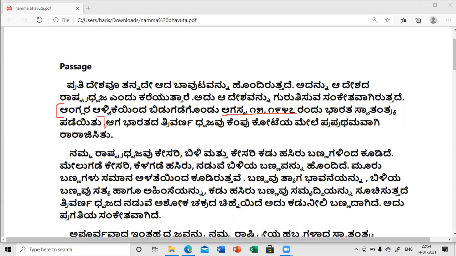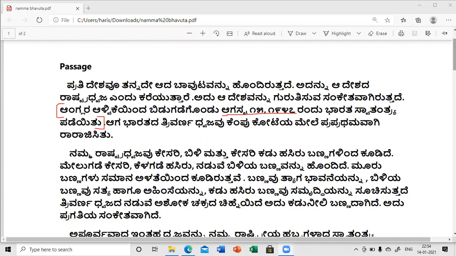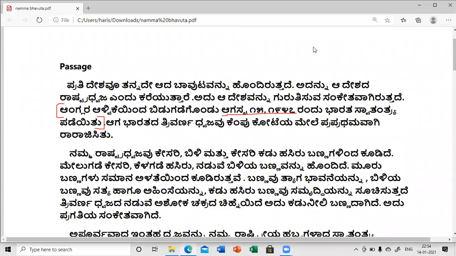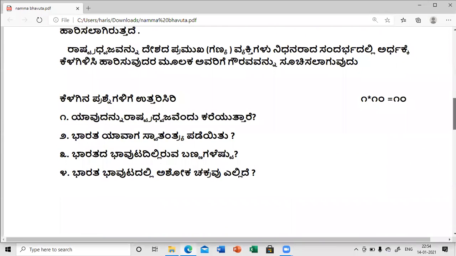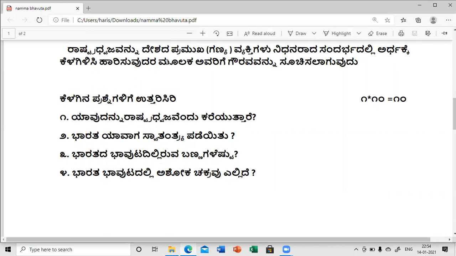ಆಂಗ್ಲರ ಆಳ್ವಿಕೆಯಿಂದ ಬಿಡುಗಡೆಗೊಂಡು ಆಗಸ್ಟ್ 15, 1947 ಭಾರತ ಸ್ವಾತಂತ್ರ್ಯ ಪಡೆಯಿತು. So the answer we need here is only August 15th, 1947. So you can actually write this answer. Locating the answer would depend on how well you understand the question, like what this question is expecting out of you, which is very important here. Once you get this momentum, you don't have to think twice before you get these answers.